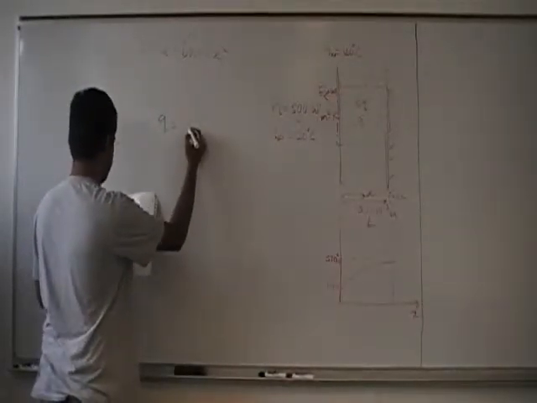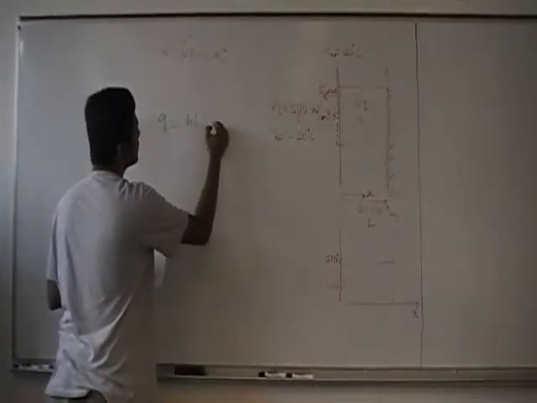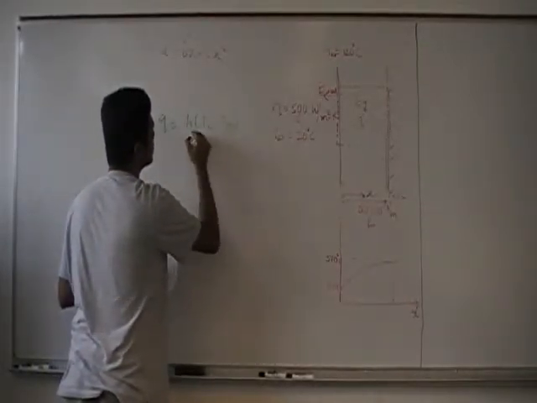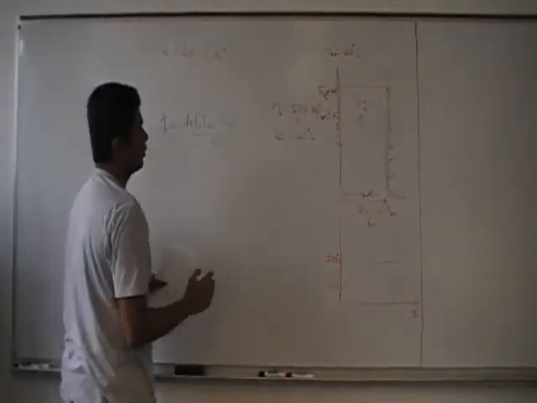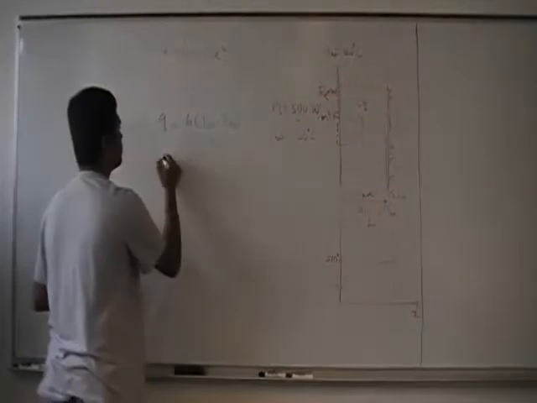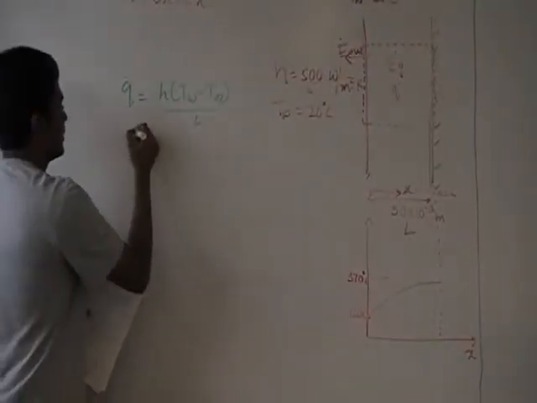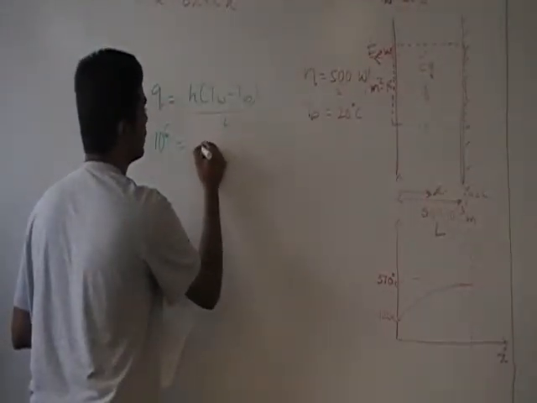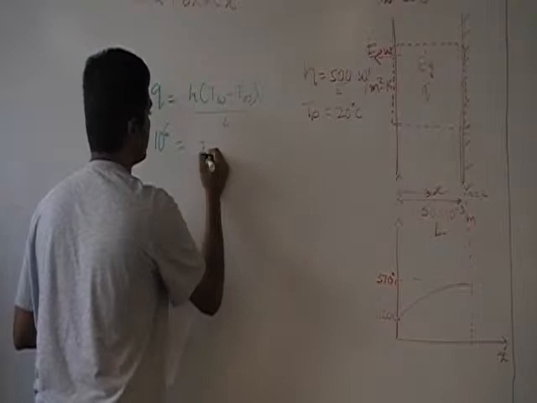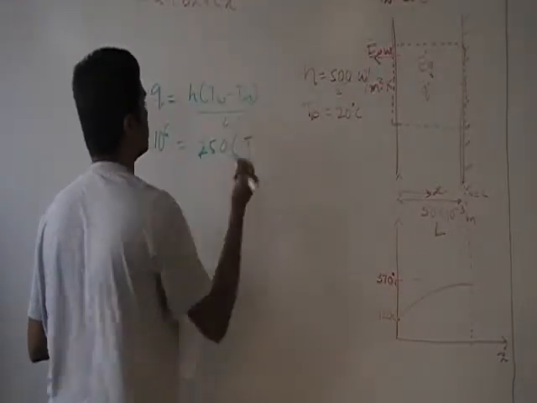Q is times L. So now H is reduced by half, but the Q remains the same. So we know the Q is 10 to the 6th watts per meter cube. We have 250, and we're trying to estimate what this wall temperature would be.